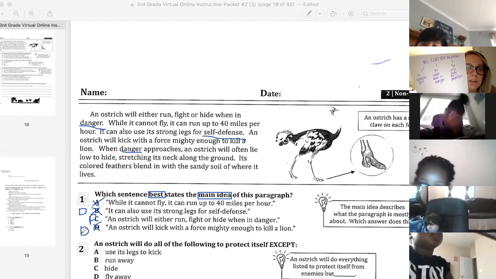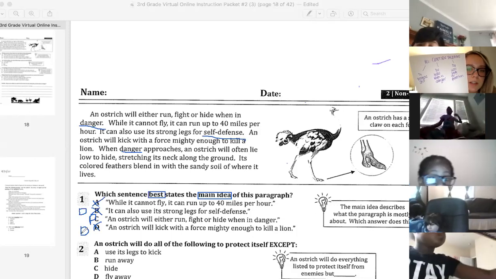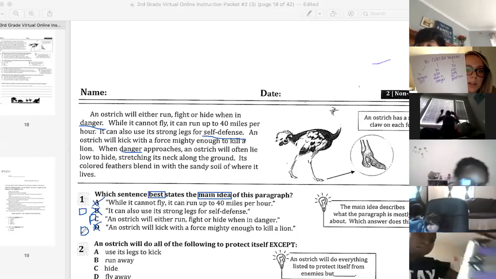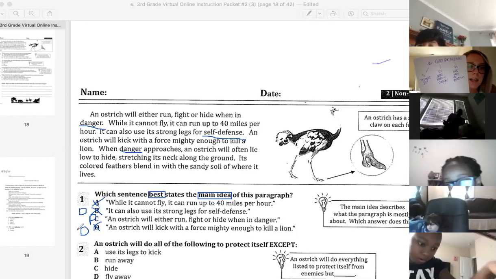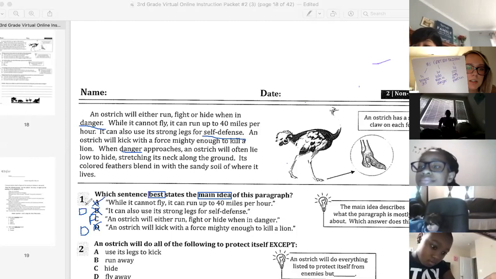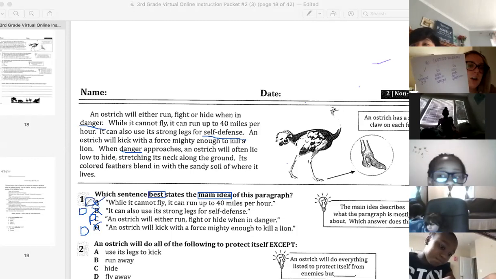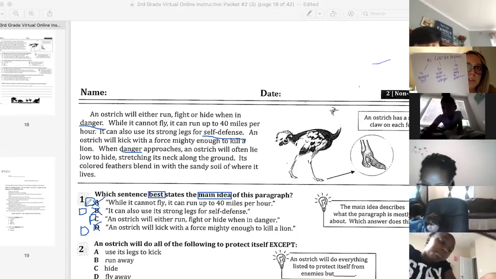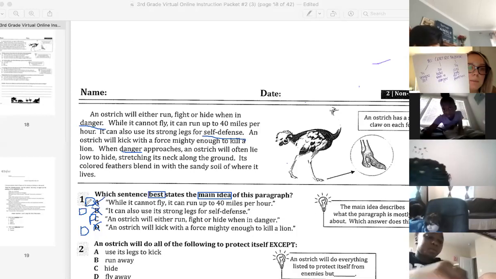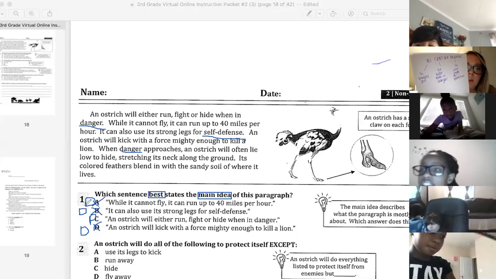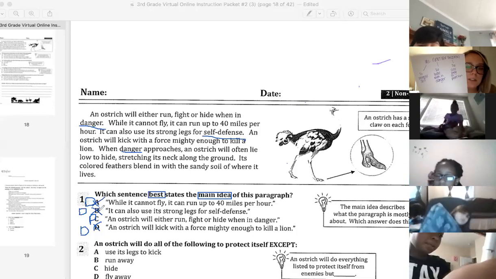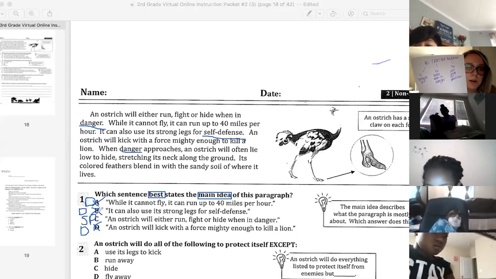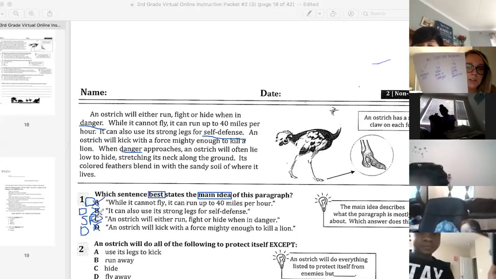So it tells me how it uses its legs for self-defense. It tells me how an ostrich will kick with force mighty enough to kill a lion. And then also a detail is A. I missed that, I'm sorry. Because it's talking about its speed, how it can run away from danger. So A, B, and D are all details of how an ostrich will protect itself when in danger. So C has to be our strong possibility in our answer.